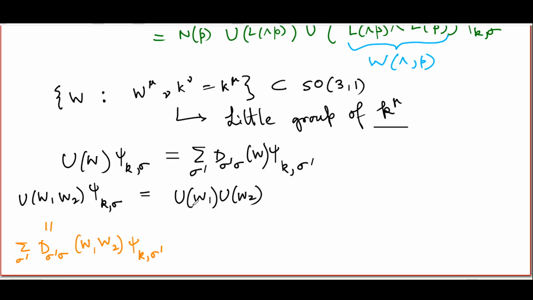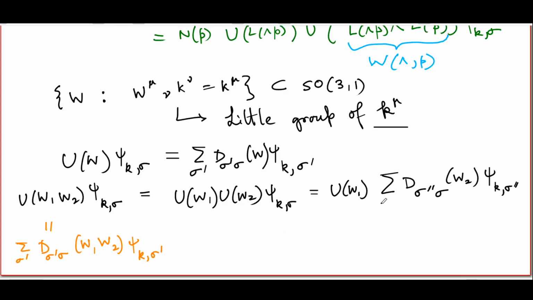Remember, we are talking about non-projective representations of the Lorentz group, which is a mouthful but simply means that U(W1 W2) is U(W1) times U(W2) acting on psi k sigma. Now, this is U(W1) acting on U(W2) psi k sigma, and we know that U(W2) psi k sigma should be, just to ensure that we don't confuse it with this sigma prime, let's call this d sigma double prime sigma, of course corresponding to the transformation W2. This is a different set of d compared to this one, times psi k sigma double prime, of course with a sum over sigma double prime.